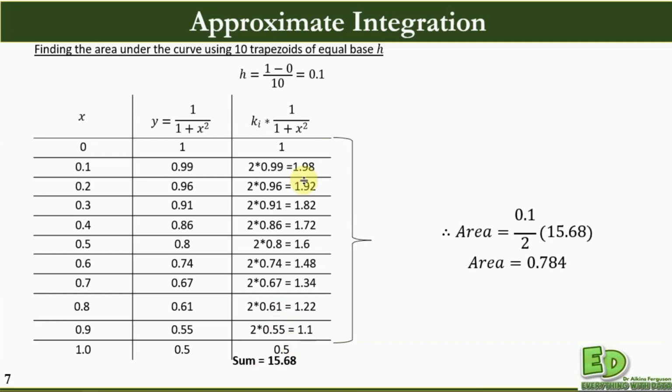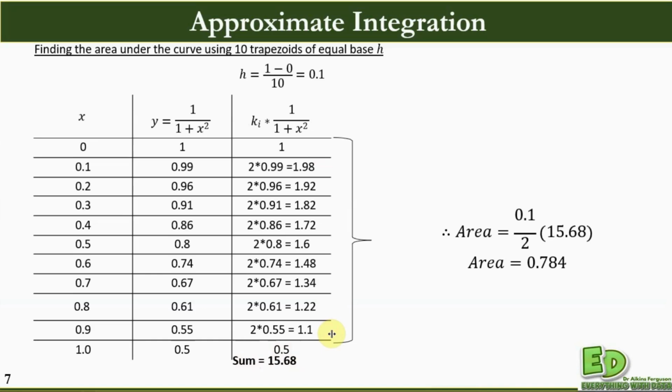On the next step after doing this, you just add the values in the last column. So 1.98 plus 1.92 plus 1.82 plus 1.72, all the way to the final one. You sum all of them, and that gives you a total sum of 15.68. That is the summation of the values you have in the last column.